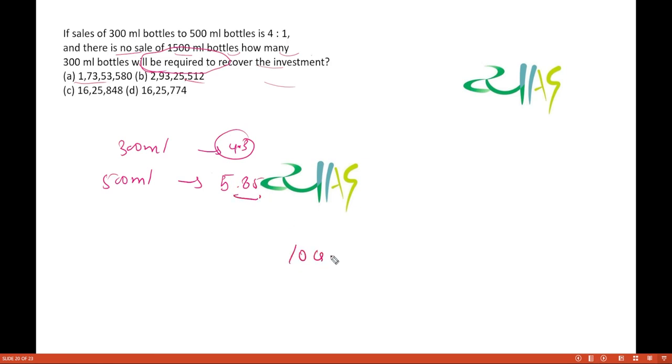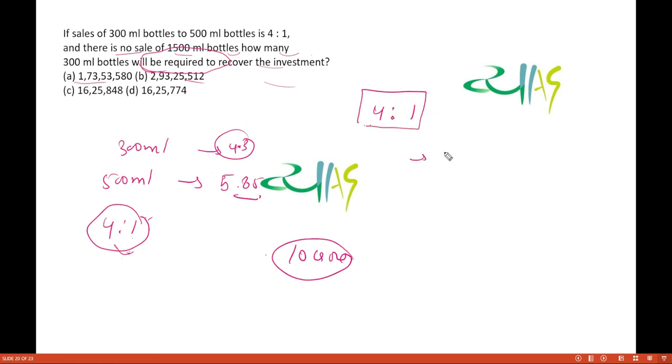Now we have to earn rupees 10 crore required investment. Okay, and it is saying there is no sale of 1500 ml bottle, and this is sold in the ratio 4:1. Okay, now it is saying basically how many 300 ml bottles are required to recover the investment. तो basically यहाँ पे क्या है कि if the sales of bottle is in 4:1 ratio. Okay, so 4:1 ratio.